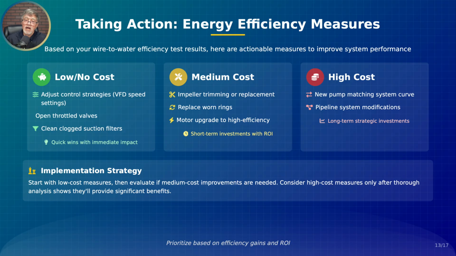And higher cost is a new pump matching the system curve, and this is really matching your VFD, matching your pump to your actual output use, so you're within that specific range instead of trying to make something fit that's going to be inefficient from the very beginning. So this is a long-term strategic improvement. So the implementation strategy, we want to start with the low-cost measurements because those are quick wins, and then evaluate if the medium cost improvements are needed, and the higher cost measures only after thorough analysis will show that you're really going to get significant benefits from those, and you are going to get an ROI for those.